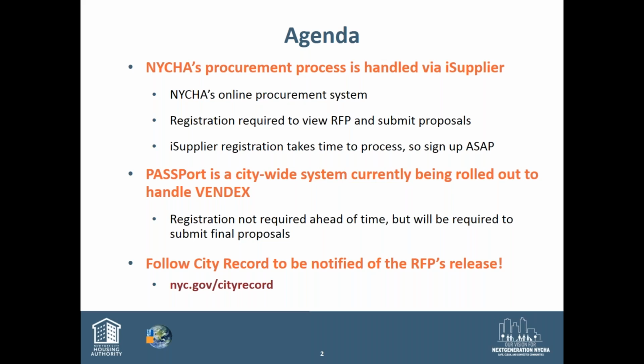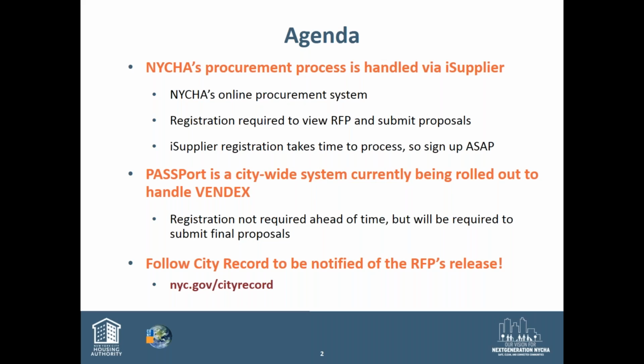In addition to registering with iSupplier, developers will also need to register with Passport, which is a separate New York City-wide system. The main purpose of Passport is to replace the old Vendex paper questionnaires, which you may be familiar with if you've ever done business with the city before. You do not need to register with Passport in order to view the RFP, but you will need to certify that you've registered with it before submitting a completed proposal.